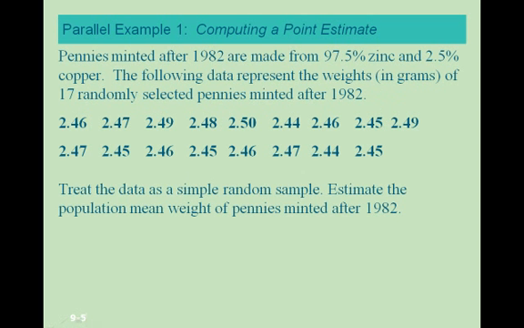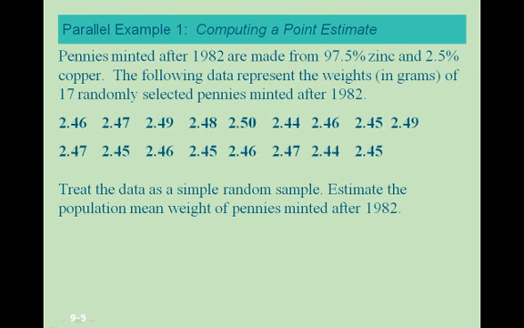So let's look at an example. We want to look at computing a point estimate. Pennies minted after 1982 are made from 97.5% zinc and 2.5% copper. The following data represent the weights in grams of 17 randomly selected pennies minted after 1982. We want to treat the data as a simple random sample. Estimate the population mean weight of pennies minted after 1982.